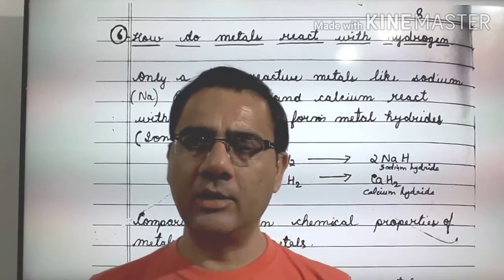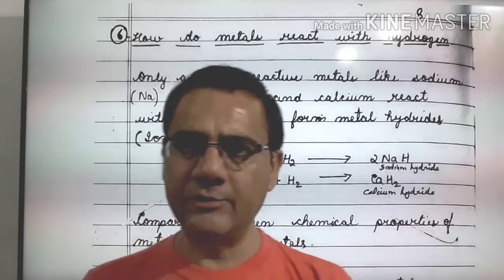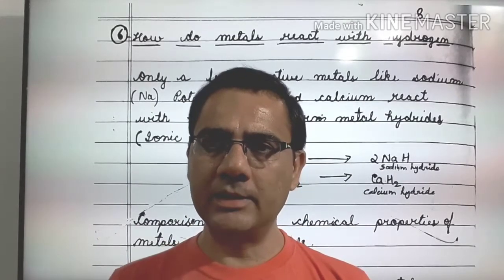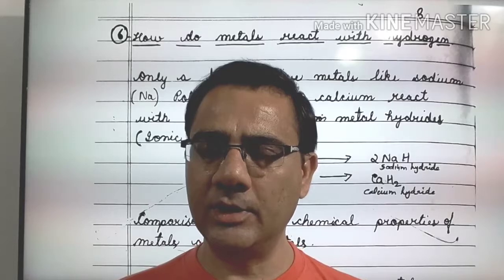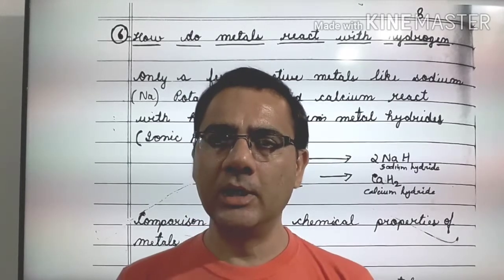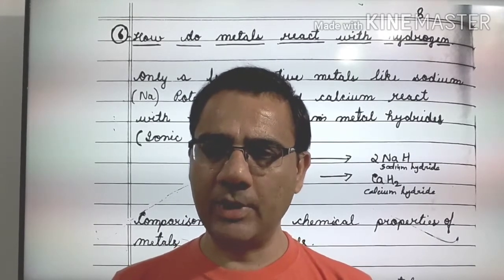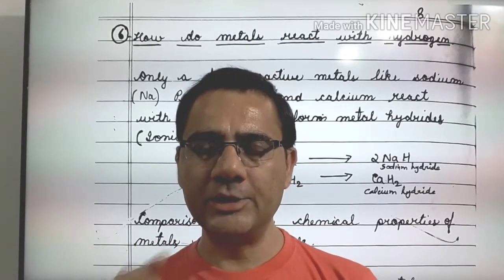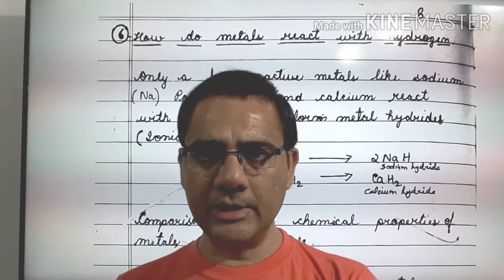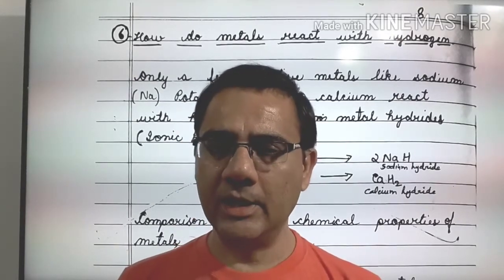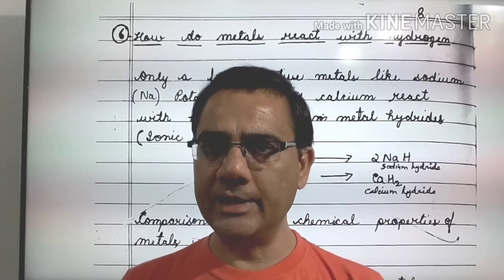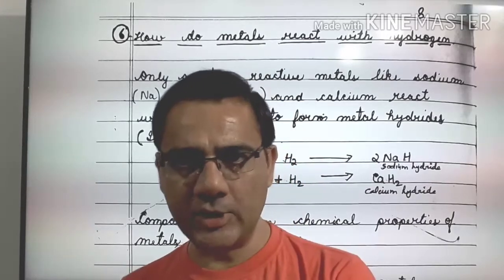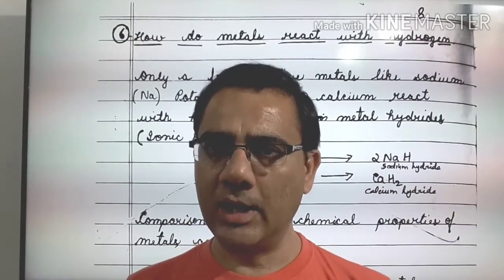So there is a question: do metals react with hydrogen? The answer is only the highly reactive metals react with hydrogen and they form a special type of compound. They are called hydrides. So remember, only the highly reactive elements like sodium, potassium and calcium react with hydrogen and form hydrides, and these hydrides are also ionic in nature. So remember, metals on reacting with hydrogen produce hydrides and these hydrides are also ionic in nature.